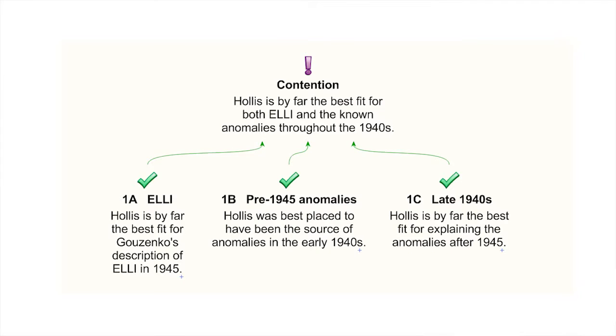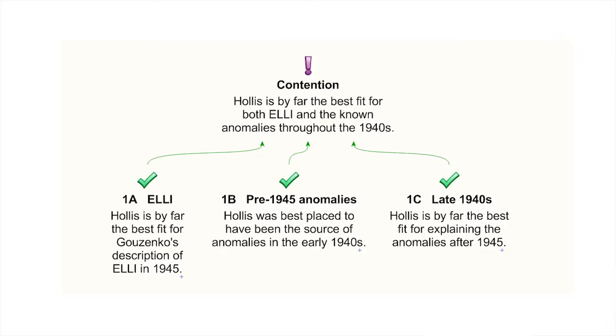Let's just do that. So the three component parts, what you can see in this top level map, let's call it once again a kind of Socrates map, a very simple diagram, is that these three parts consist of the claim, first of all, that Roger Hollis more or less uniquely fits the description of Ellie given by Guzenko in 1945. The second component part is that Hollis best fits an explanation of what the agent Ellie was actually doing in terms of anomalies that took place in MI5 between 1940 and 45.